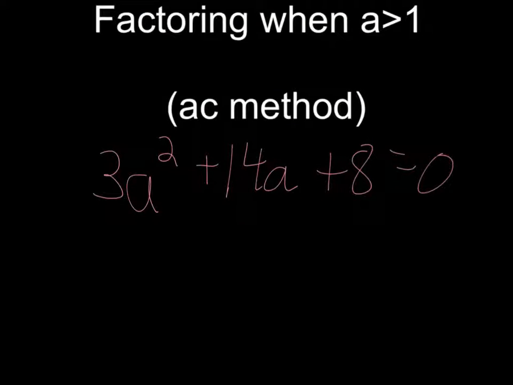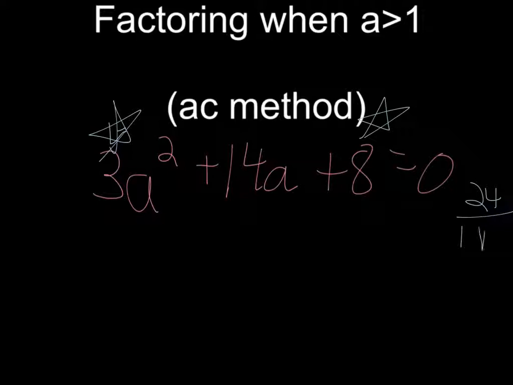Given this polynomial, it is a quadratic with a being greater than 1. So what we need to use is the AC method. When we use the AC method, we take our a value and multiply it by our c value. When we do that, we have 24. Now, to solve this problem, we need to find factors of 24 that add to 14.